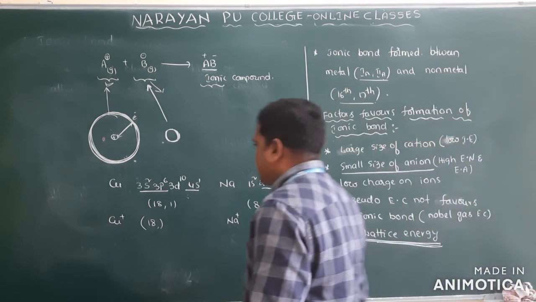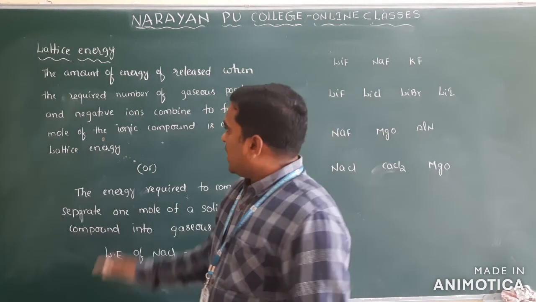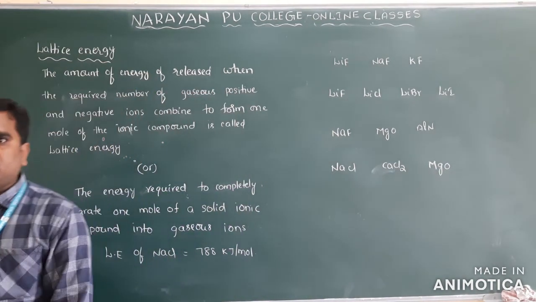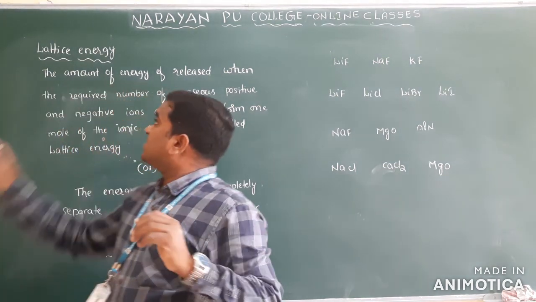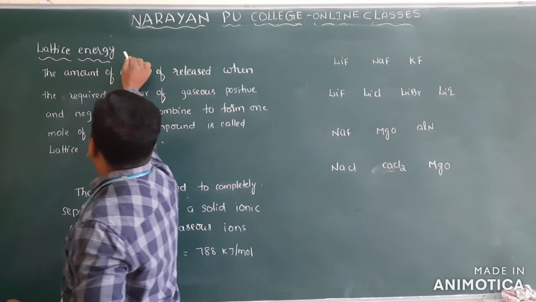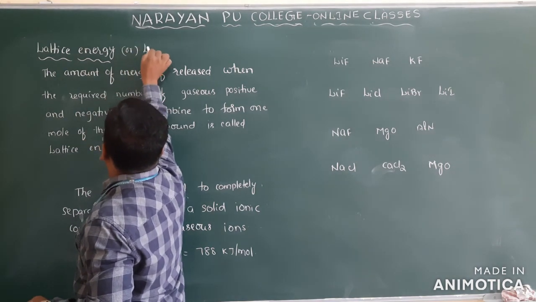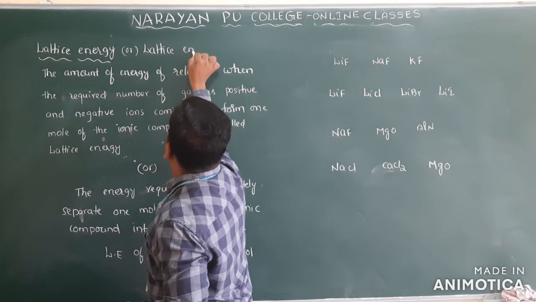And the last one here is lattice energy. As I already mentioned, the last factor which favors the formation of ionic bond is lattice energy. Sometimes we can also call it lattice enthalpy.